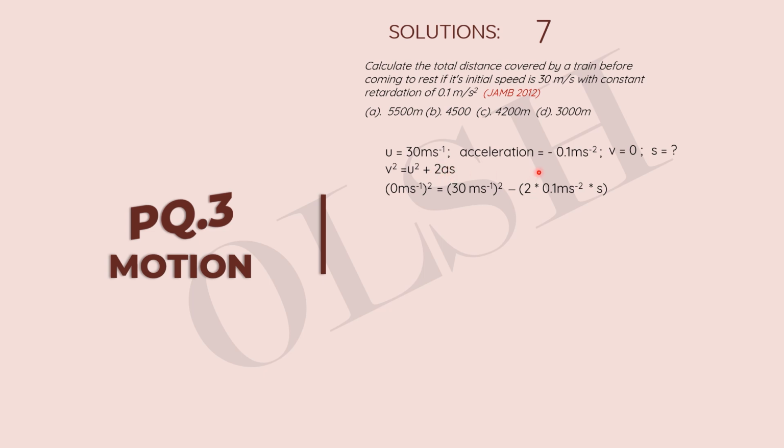Now, because of the negative acceleration, this positive becomes negative. So we have 2 times 0.1 meters per second squared, times s. If we simplify further, we have 0.2 meters per second squared times s. We could move it over to this side, it becomes positive, and then we have only 30 meters per second squared on this other side. Now, if we simplify further, 30 meters per second squared gives us 900 meters squared per second squared.